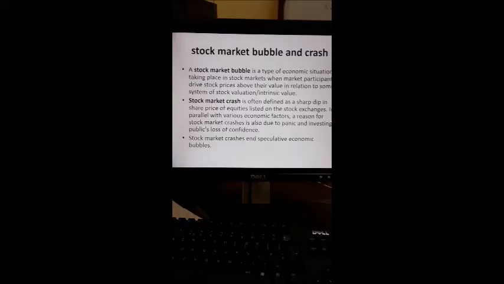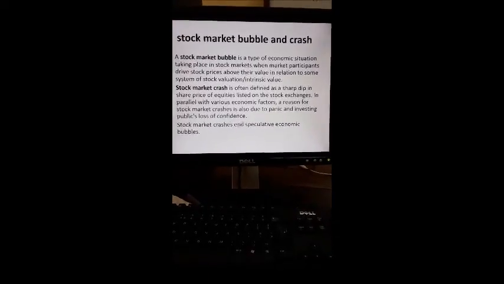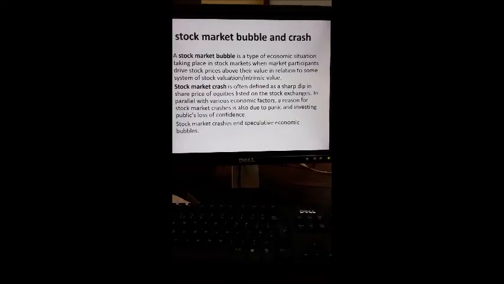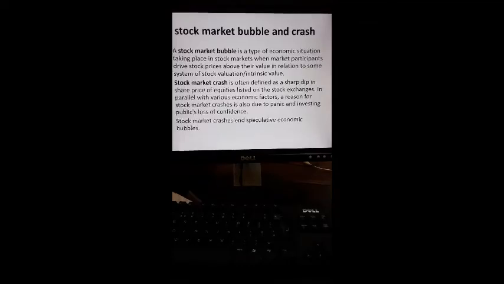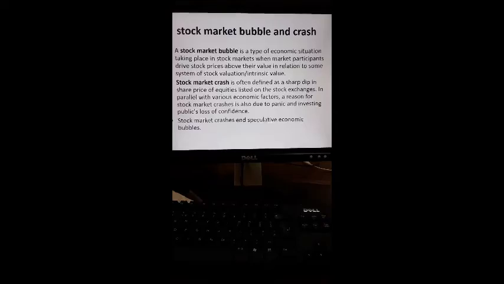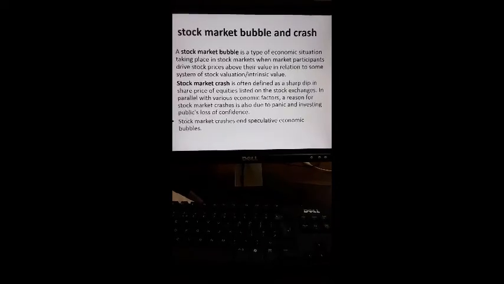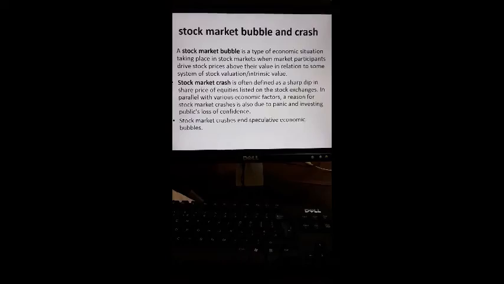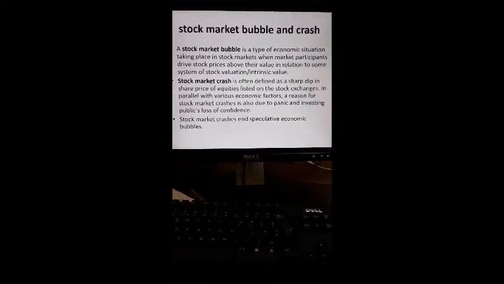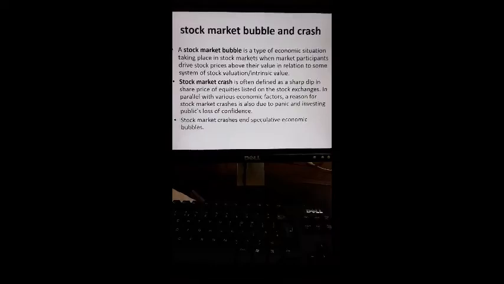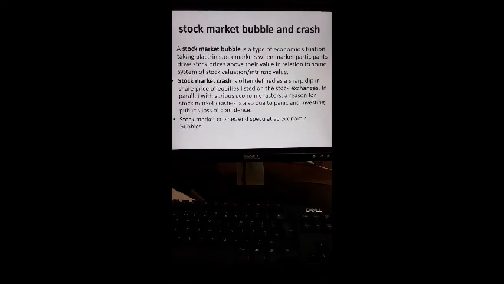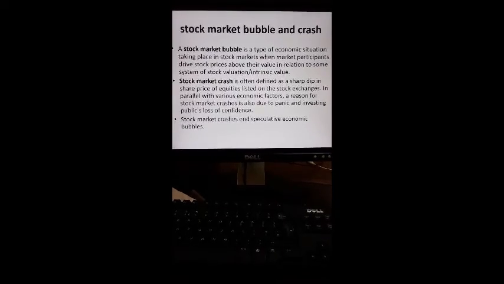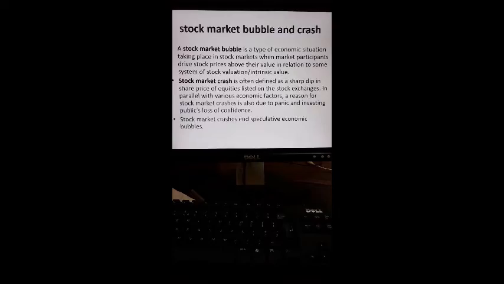Now after that, let us move on and see what a stock market bubble and a stock market crash are. A stock market bubble is the economic situation taking place in the stock market when market participants drive the stock price above their value in relation to some system of stock valuation or in relation to intrinsic value. So, a stock market bubble is a situation whereby market participants drive or force the price to go above the intrinsic value or the collective value of shares.